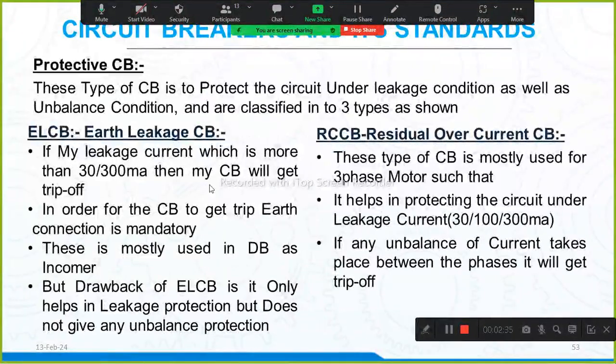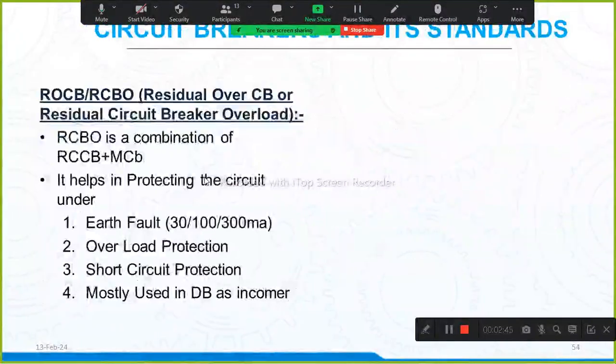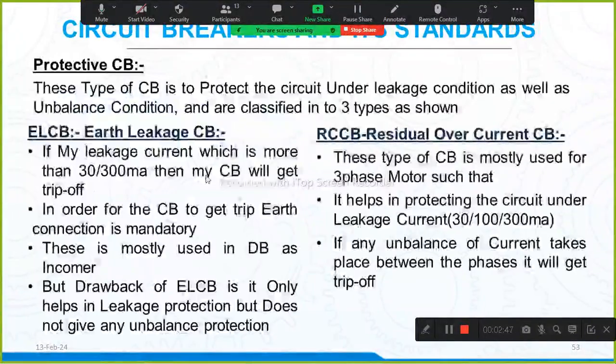Protective circuit breaker means which helps in protecting the circuit when any leakage occurs as well as an unbalanced condition occurs. And according to that, there are three types of circuit breaker. What are they? ELCB, RCCB, and RCBO. Okay, protective wise we have three types of circuit breaker. The first one is ELCB, earth leakage circuit breaker.